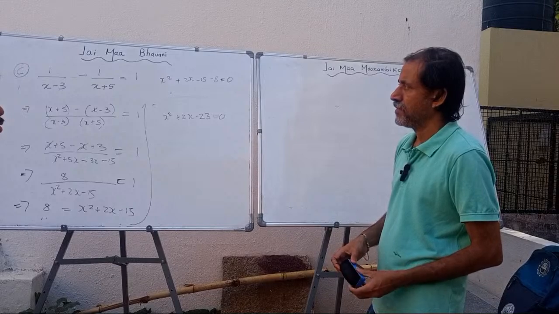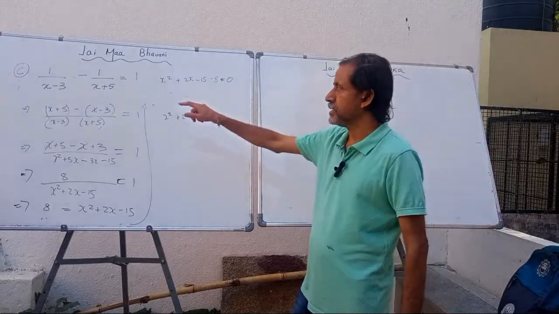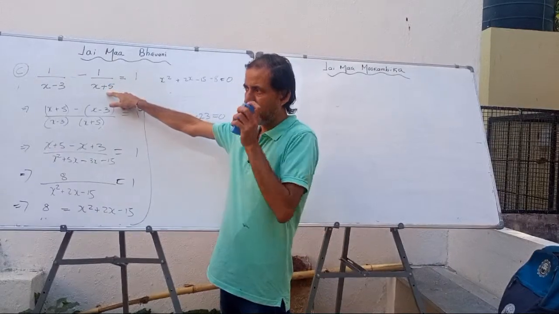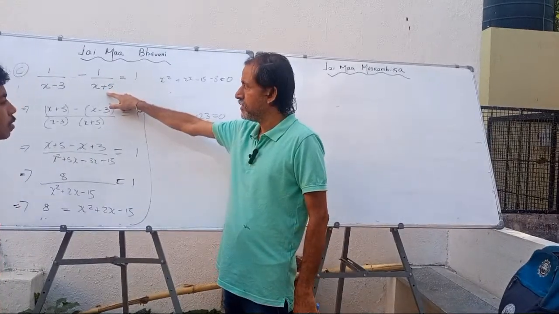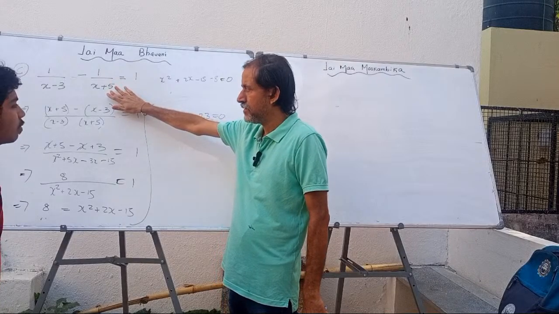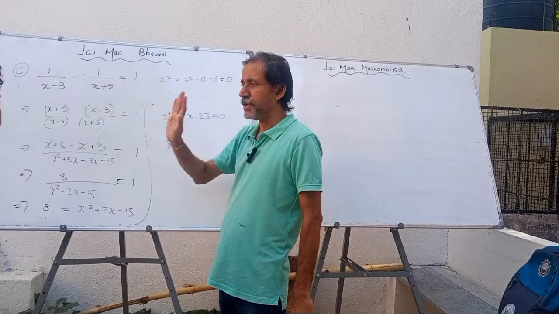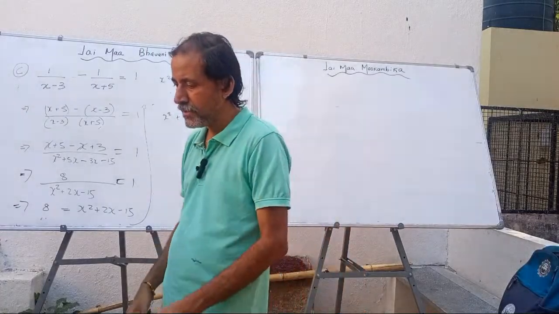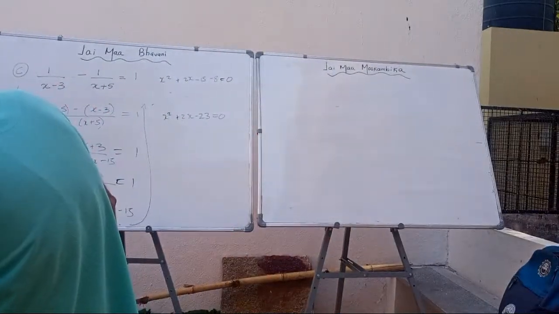What will happen to this if x is minus 5? When you take LCMs, what will happen if I just put x is equal to minus 5? Minus 5 plus 5 is 0. 1 by 0 is not defined. So x cannot be minus 5. So the first option is not there.